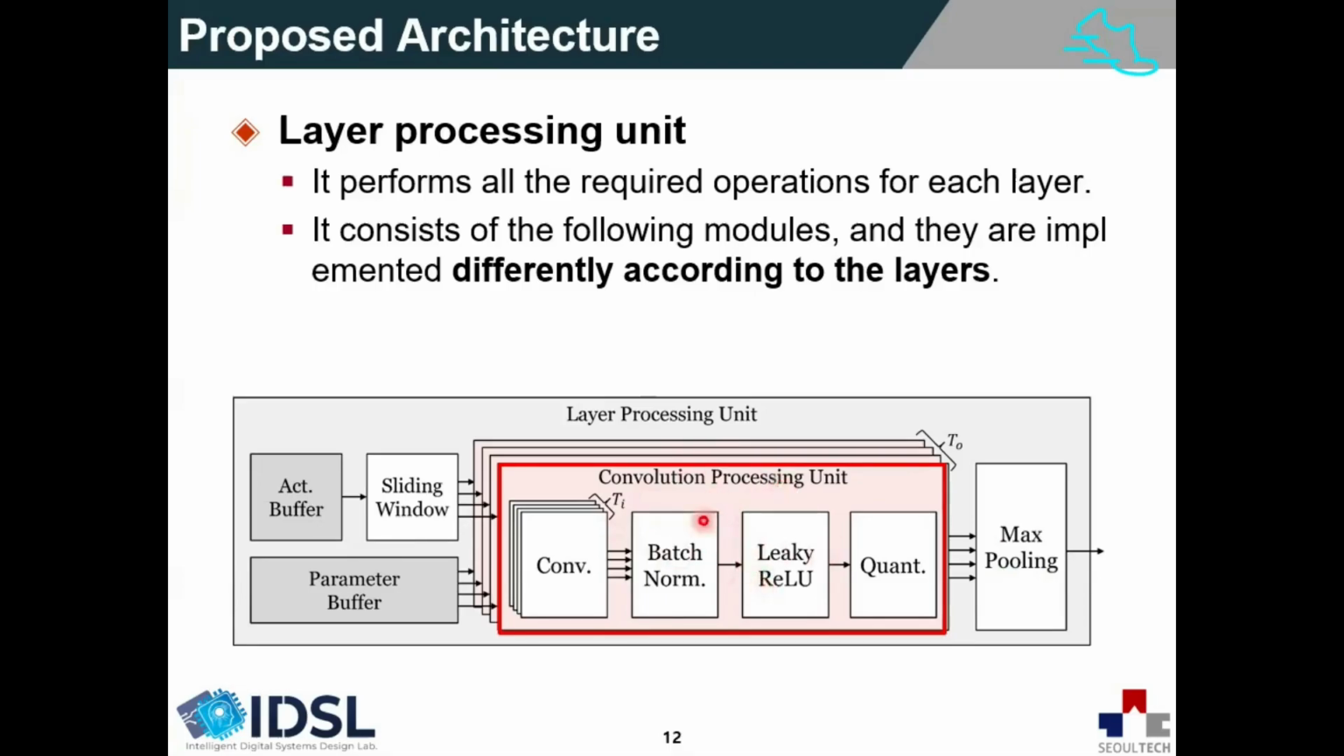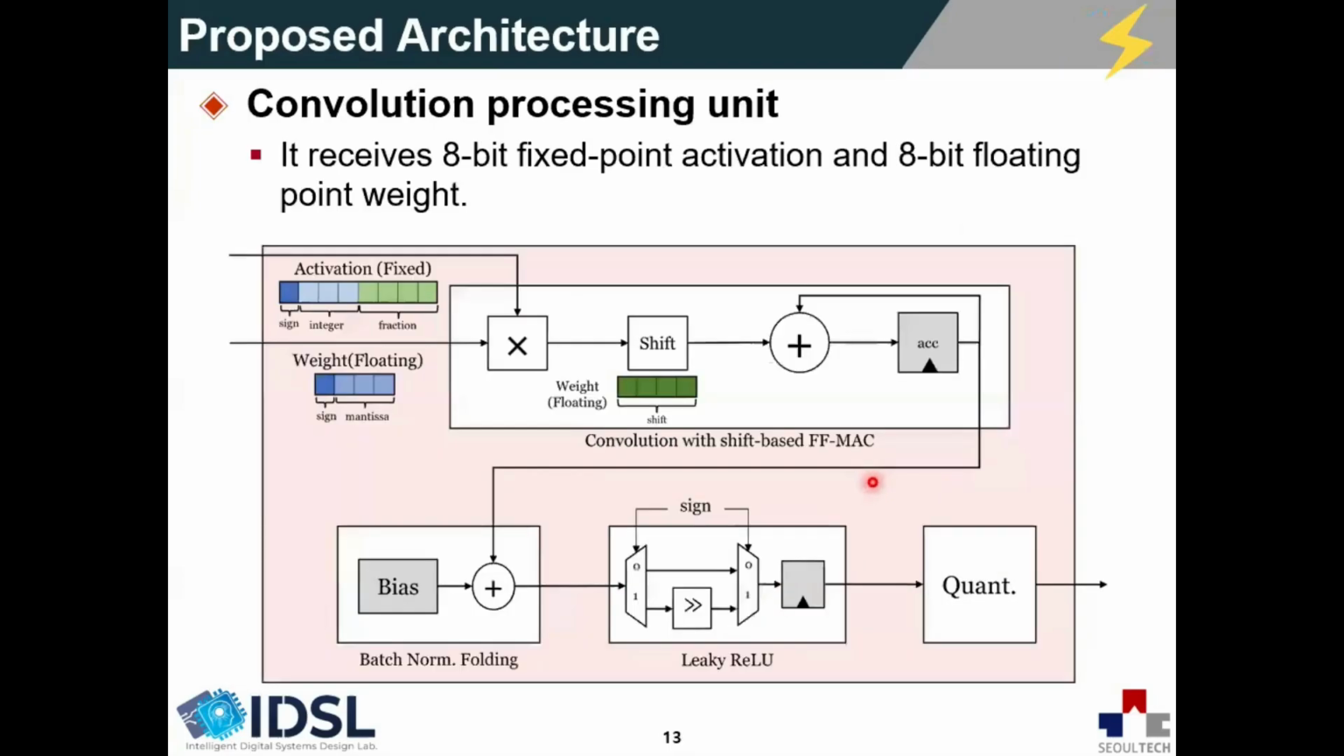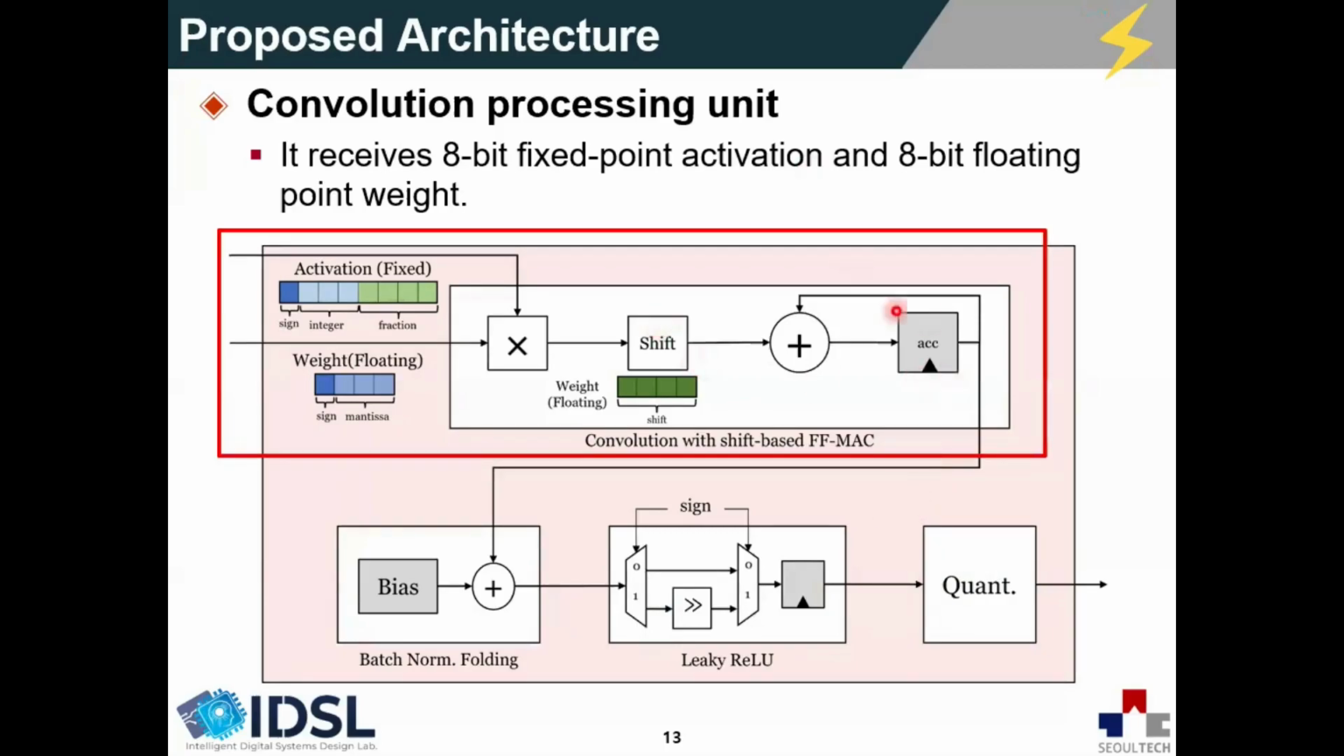Let's take a look at the convolution processing unit more deeply. The convolution processing unit receives 8-bit fixed point activation and 8-bit fixed point weight, and then it performs the multiplication and addition, and then it passes the output to the bias module, leaky ReLU, and quantization. But here is our critical contribution. This part.